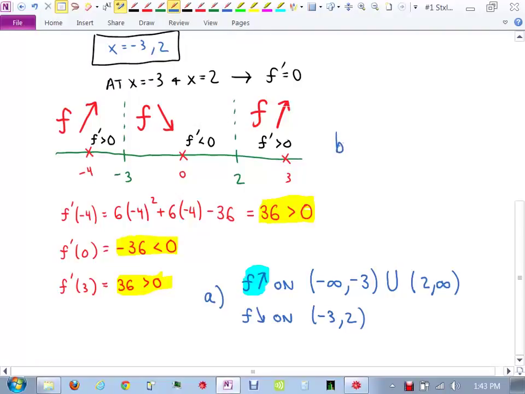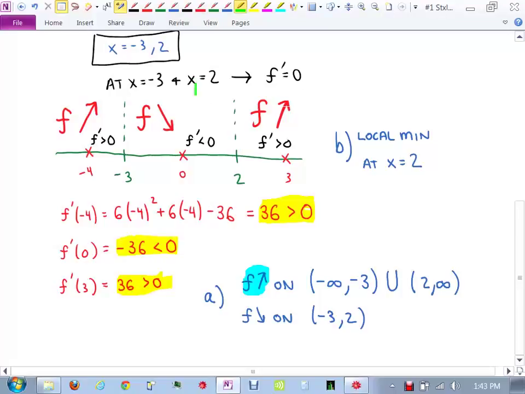Now, I'm going to answer part B above this. For part B, where's my local min and where's my local max? So let's talk about local min first. Where does it happen? At x equals 2, right? That's where I have a local minimum?